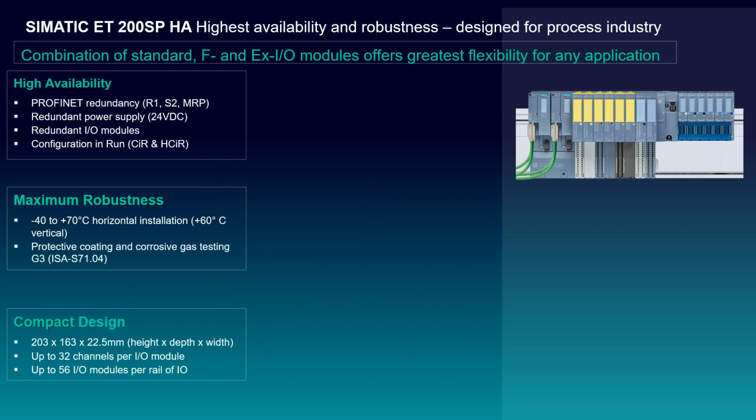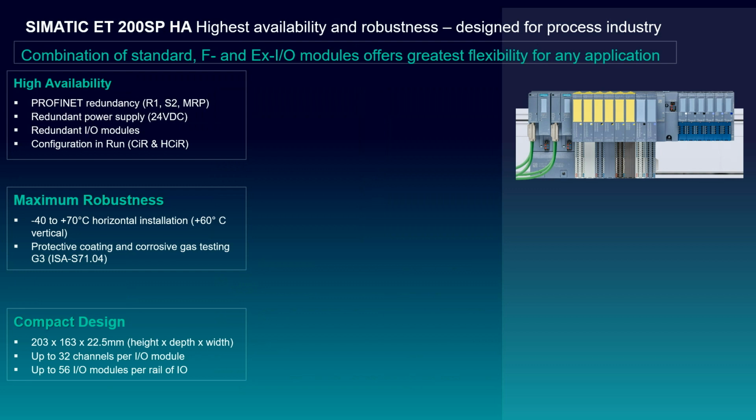When we talk about robustness, the I/O is conformally coded out of the box. What does that mean? It gives us a temperature range of -40 to +70 when we mount the I/O horizontally. If I mount the I/O vertically, we can actually get to a +60 degrees C temperature spec. You say, vertically? Well, why would you do that? Aren't you limited to 6 or 8 or 12 I/O modules?